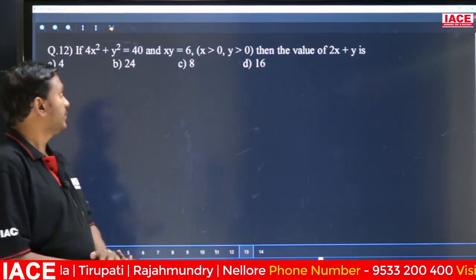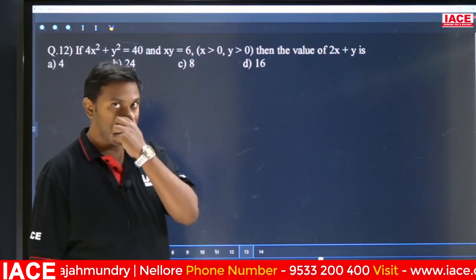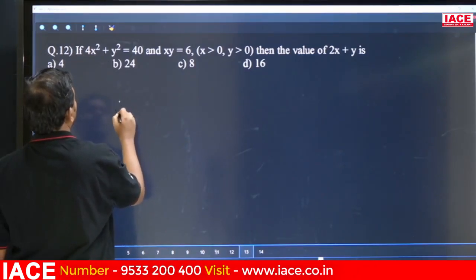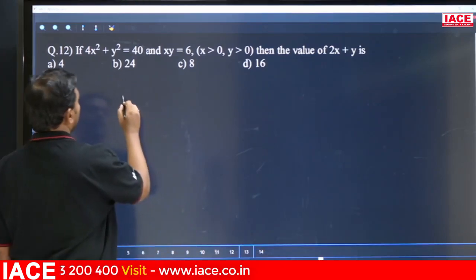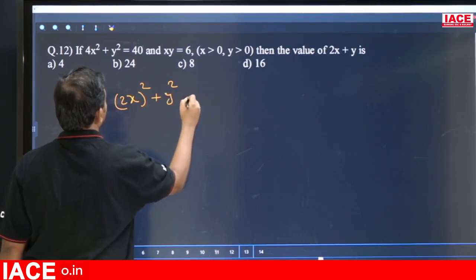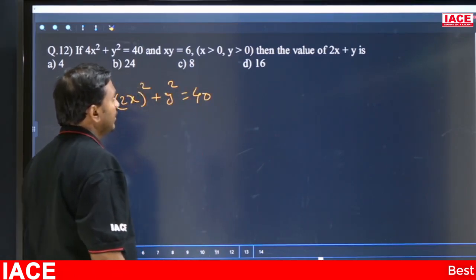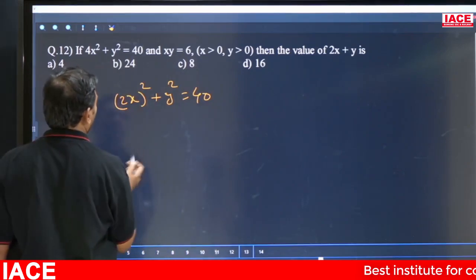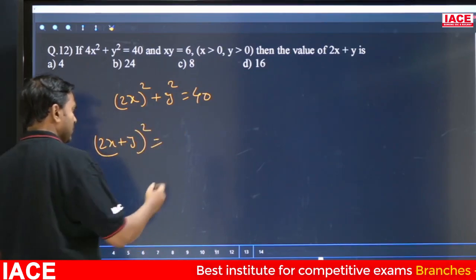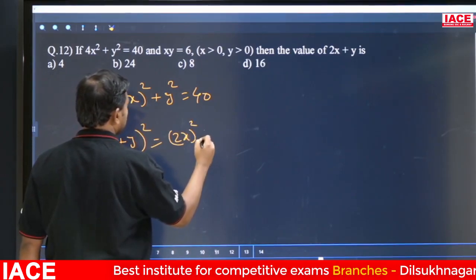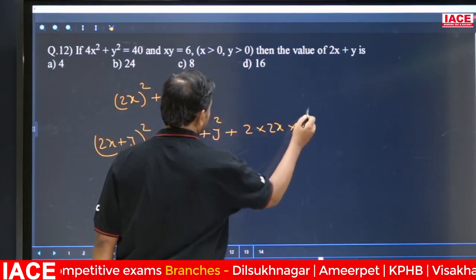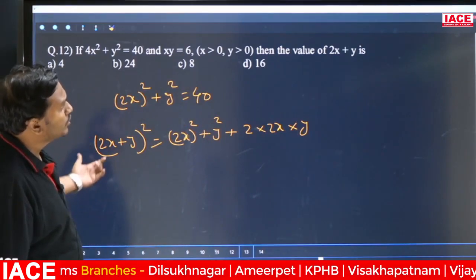Next question. Again, it's an algebra question. What is given? 2x whole square plus y square equal to 40. xy is given. Then find 2x plus y. What is the formula for (a plus b) whole square? a square, that is 2x whole square, plus b square, plus 2ab, that is 2 into 2x into y. Everything we know, we have to find 2x plus y.